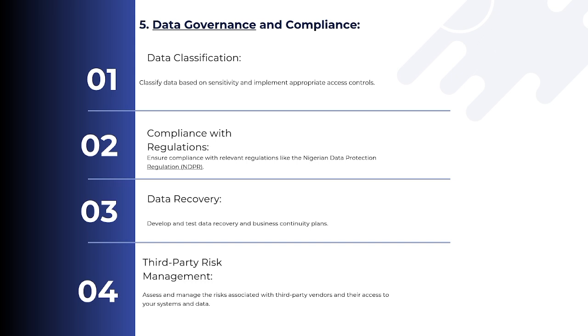Next one, we have third-party risk management. Third-party risk management involves assessing and mitigating risks associated with third-party vendors, partners, or service providers. So, assess and manage the risks associated with third-party vendors and their access to your system.